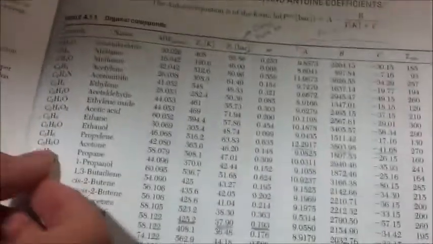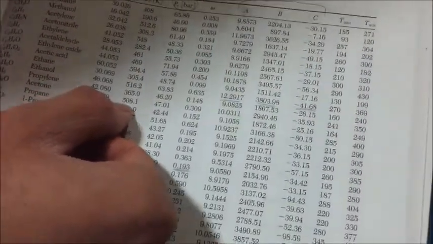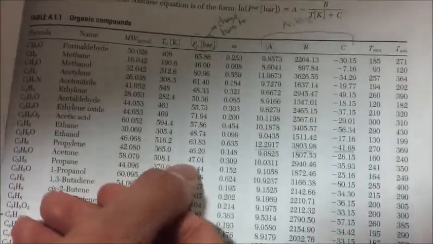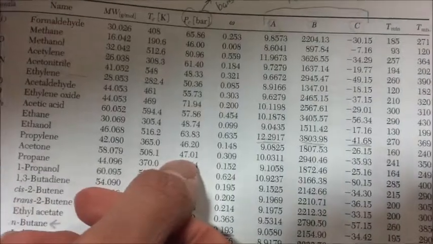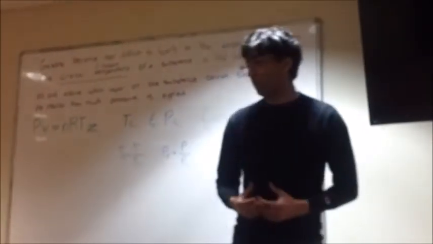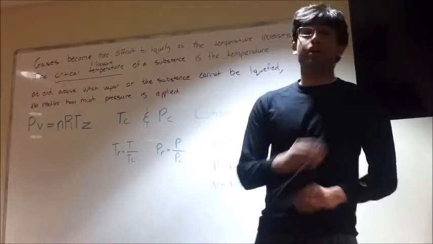So let's pick one molecule, for example. If we look at acetone, the critical temperature of acetone is 508.1, and the critical pressure of acetone is 47.01. So now that you know the idea behind critical temperature and critical pressure, now you can find the critical temperature and critical pressure of any molecule.